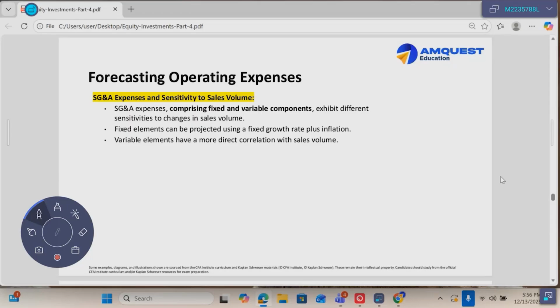SG&A comprises fixed and variable components. It exhibits different sensitivities to changes in sales trend. Fixed elements can be projected using the fixed growth rate plus inflation. Variable elements have a more direct correlation with the sales volume. So let's take rent. Rent is an example of a fixed element because rent is not going to fluctuate with your sales. Rent is going to remain fairly stable. But with the passing of every year, your rent expense goes up at a particular rate, let's say 10%. So we know that rent has to be increased by 10%.